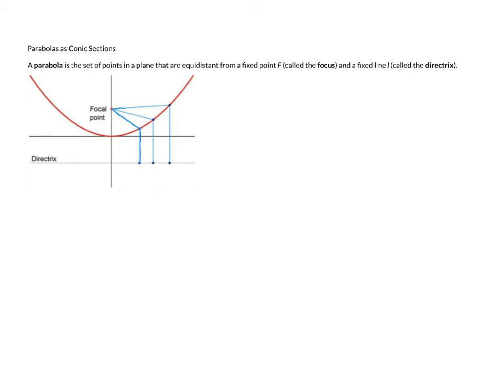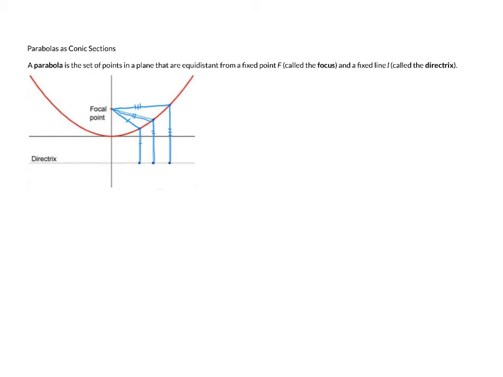In other points, those distances will be greater, but we notice that the distance from the focal point to the point on the parabola is the same as the distance from the point on the parabola down to the directrix. And the same is true here. This distance, which I didn't draw in nicely, but there you go, is equal to this distance. We could even put in little markers if we wanted to show which distances are equal to each other.